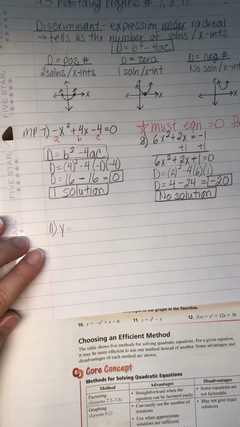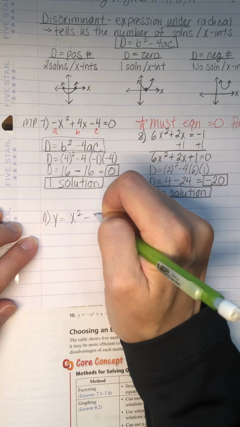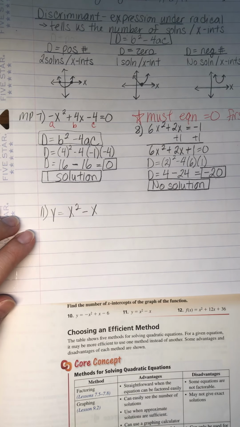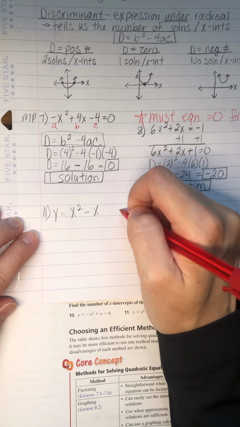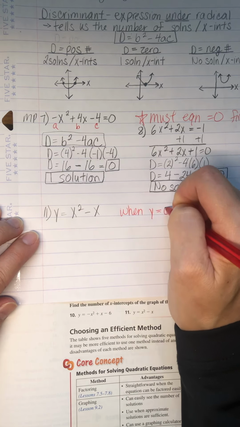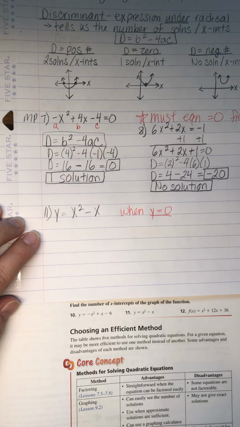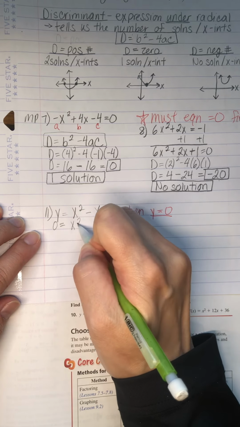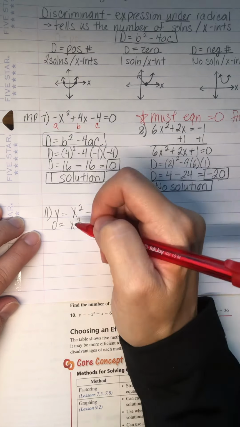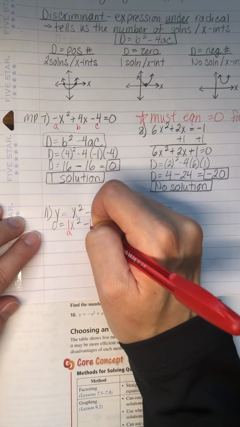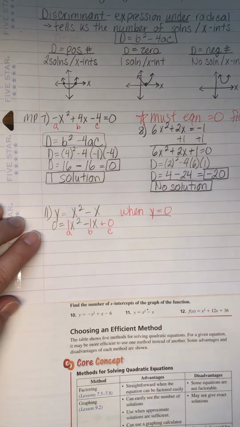y equals x squared minus x. The first thing we want to do, because the x-intercepts on the graph happen when y is equal to 0, is take 0 and plug it into our equation for y. So we want 0 equals x squared minus x. Let's identify our a, b, and c. Our a is 1, our b is negative 1, and there is no c here at the end, so our c is 0.